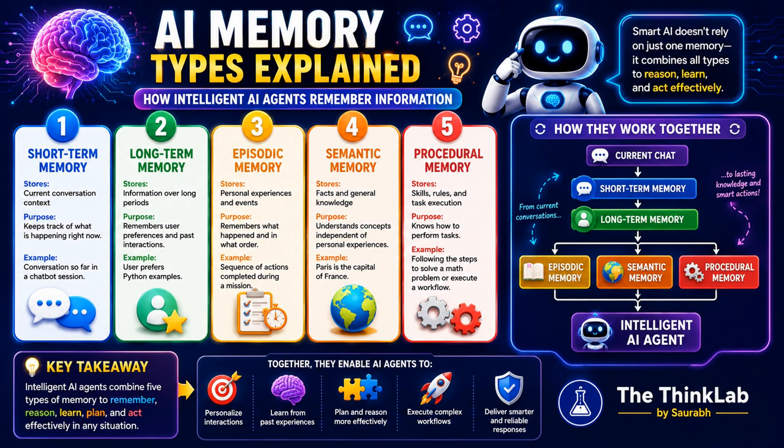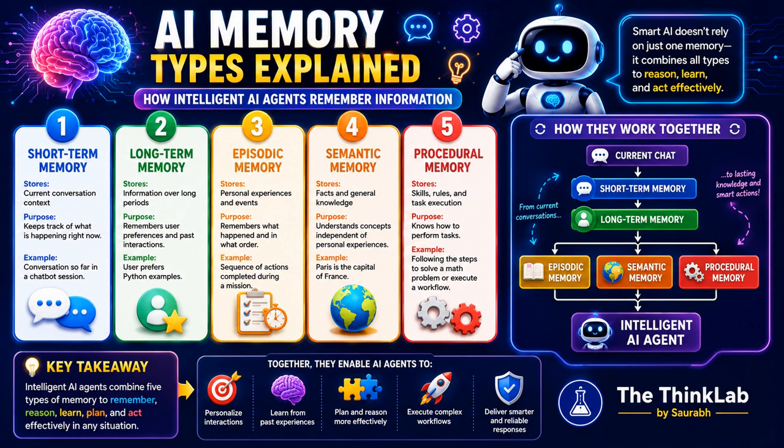So how do all memory types work together? Everything starts with the current conversation. Short-term memory understands the immediate context. Then important information is stored in long-term memory. When AI needs a previous conversation, it uses episodic memory. When it needs factual knowledge, it accesses semantic memory. When it needs to execute a task, it relies on procedural memory. Together, these memory systems allow AI to remember, reason, plan, learn, and act intelligently. This combination is what makes modern AI systems far more capable than traditional chatbots.